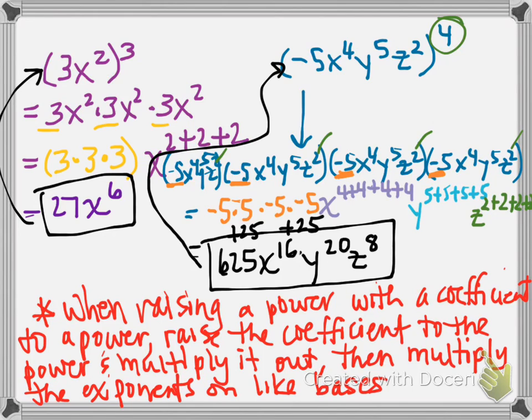Oh, actually, I do have a couple more. All right, so the same notion applies even if we have a quotient. So if we have a quotient like, let's do this, AB to the 4th over C, and I want to cube.